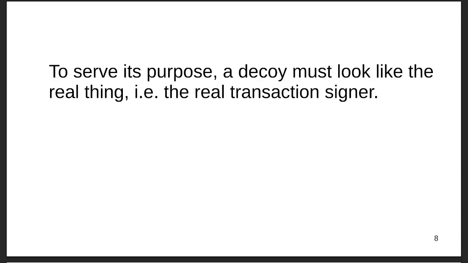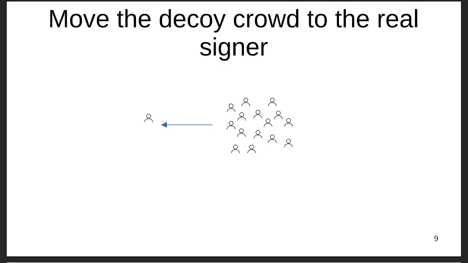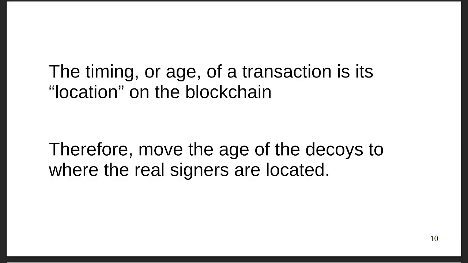To serve its purpose, a decoy must look like the real thing, i.e., the real transaction signer. The idea behind improving the decoy selection algorithm is to move the decoy crowd closer to the real signer. In theory, the same improvement in privacy could occur if the real signer moved closer to the decoy crowd. However, the behavior of users cannot be controlled. The decoy selection algorithm should mimic user behavior instead of the other way around. The timing or age of a transaction is its location on the blockchain. Therefore, move the age of the decoys to where the real signers are located.